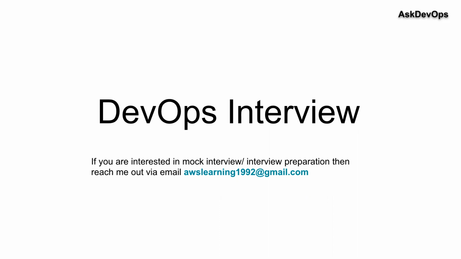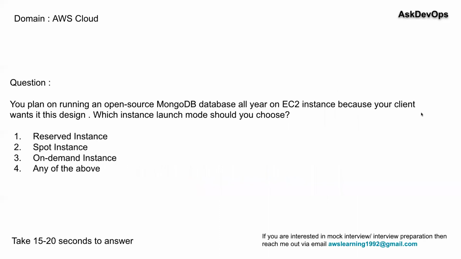The first question is from the domain AWS Cloud, and the question is, you plan on running an open source MongoDB database all year on an EC2 instance because your client wants this design. Which instance launch mode would you choose? That is, which instance would you choose for the pricing purpose? We have been given 4 options: reserved instance, spot instance, on-demand instance, any of the above. Which will you choose? Take 15 to 20 seconds to carefully think about it and come up with an answer.